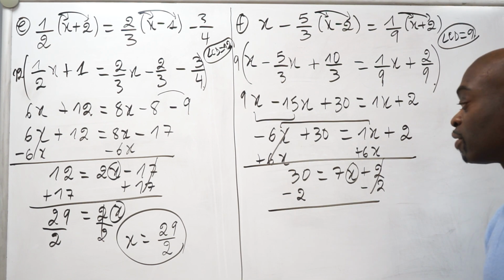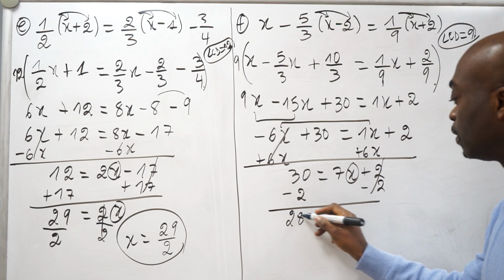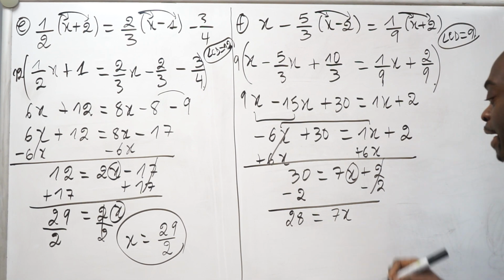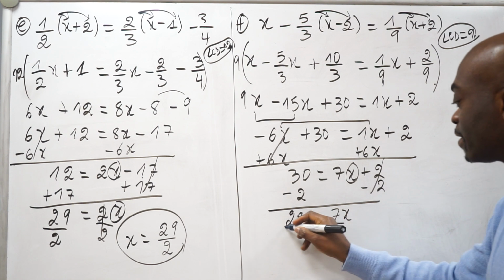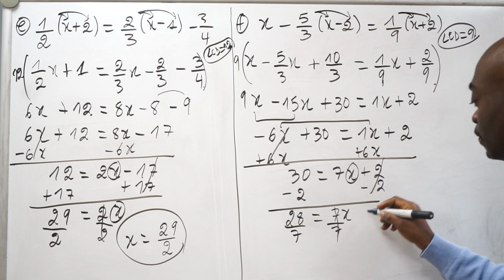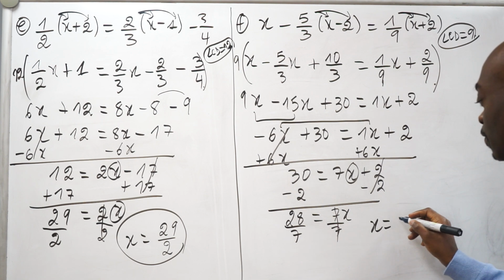30 minus 2 is going to give us what? 28 equals 7x. All right? And then also, divide by 7 and 7, and 28 divided by 7 will give us what? x equals 4.